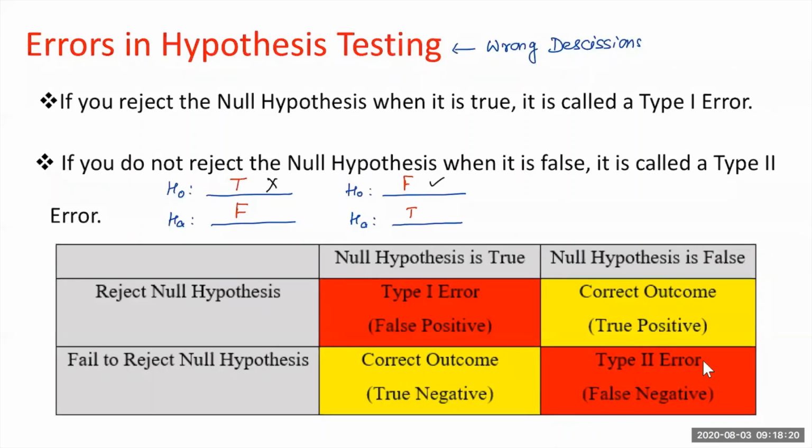Sometimes type 2 error is denoted by beta, and the complement is called the power of the test. This is just introductory statistics. In higher statistics, you'll explore a lot more about type 2 error. But in this course, you just have to know what type 2 error is. Type 2 error occurs when we fail to reject the null hypothesis when actually it is false.